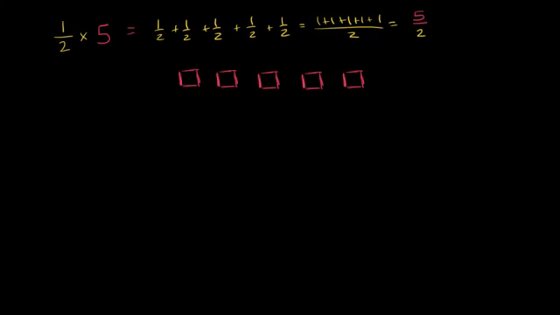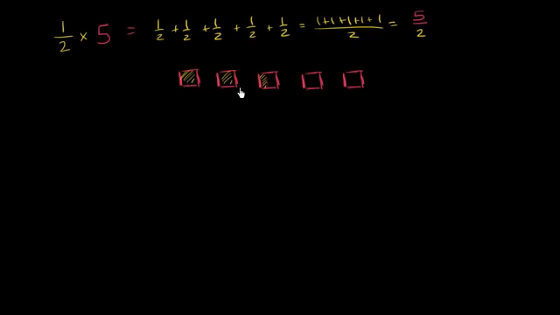So what would be half of this? Well, let's see. You have 5 things, so 5 divided by 2 would be 2.5. So you would get this far. So you would get this one, you would get this one, and you would get this one. Now, is this the same thing as 5 halves?